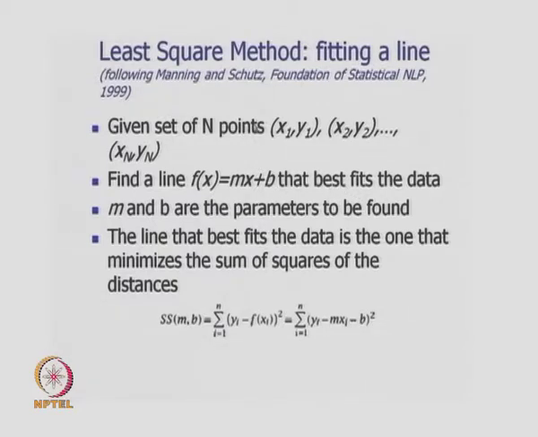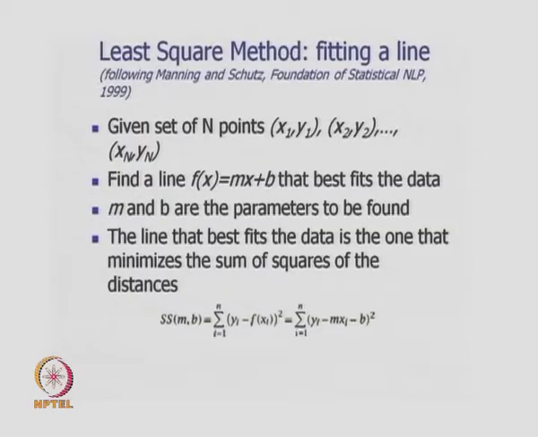Now, why we would like to get this line, and what does it have to do with dimensionality reduction, attribute reduction, we will see very soon, but we are saying that our task is to simply fit a line to a set of n points. Now, when we have this line f(x) = mx + b, what varies is these two values m and b, and we try to find m and b such that the line best fits the data, and m and b are the parameters to be found.